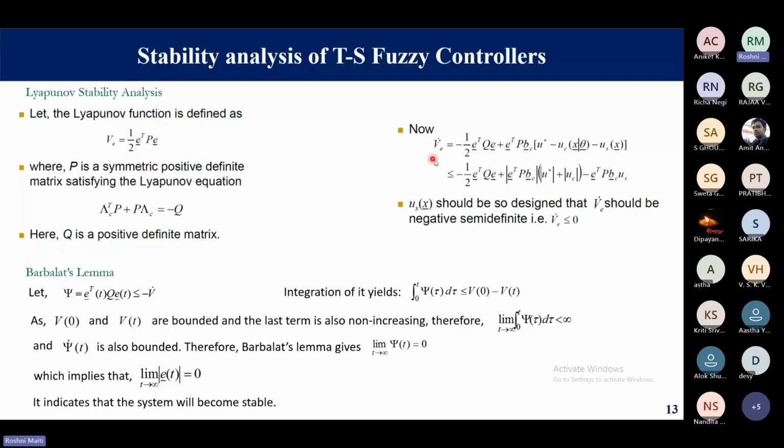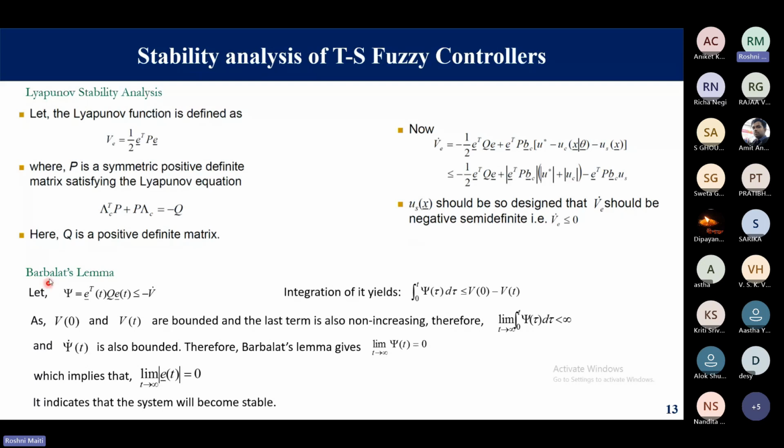So this is the derivative of that energy function, and here we have proved V dot is less than or equal to a negative positive definite matrix. That means V dot is negative definite. And if this is negative definite, that means the rate of change of energy is negative. That means energy is reducing, and if that energy reduces, then our system will become stable.